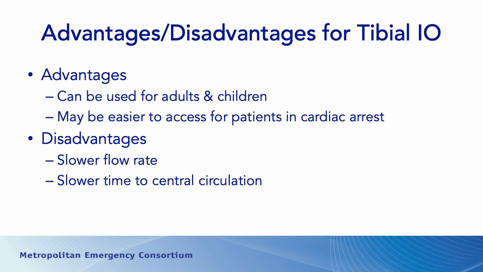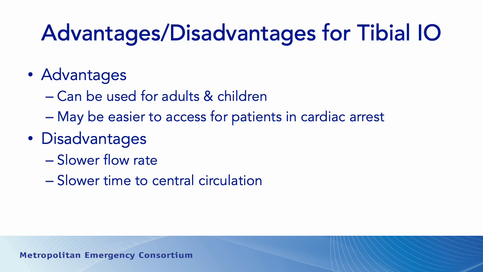What are the advantages and disadvantages of a tibial IO? Well, the advantage is it can be used for adults and kids. We typically don't want to use humeral IO in children under 12 to 14 years of age. It may be easier to access for patients in cardiac arrest. Our disadvantages: slower time to circulation, a slower flow rate, and more likely to have discomfort with infusions.